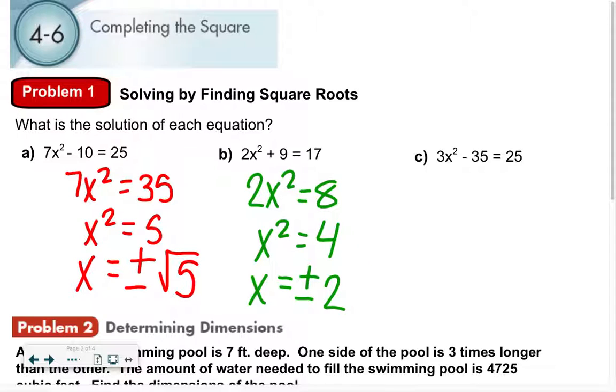You guys know why that is? What's 2 squared? 4. What's negative 2 squared? 4. That's why. Works out both ways. Okay, questions on B.